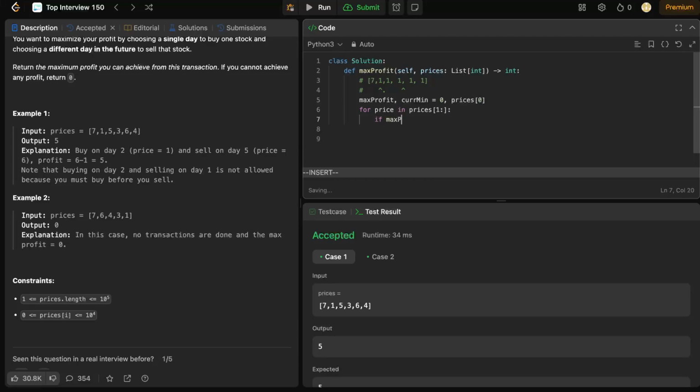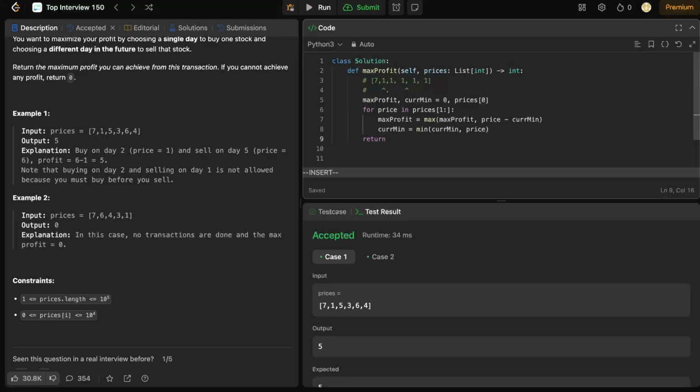You just say max profit is equal to max of max profit and price minus current minimum. And then we can do current minimum is equal to minimum of current minimum and price. So we update both the max profit and the current minimum, and we should have the largest possible profit given that array. So we can just return max profit.